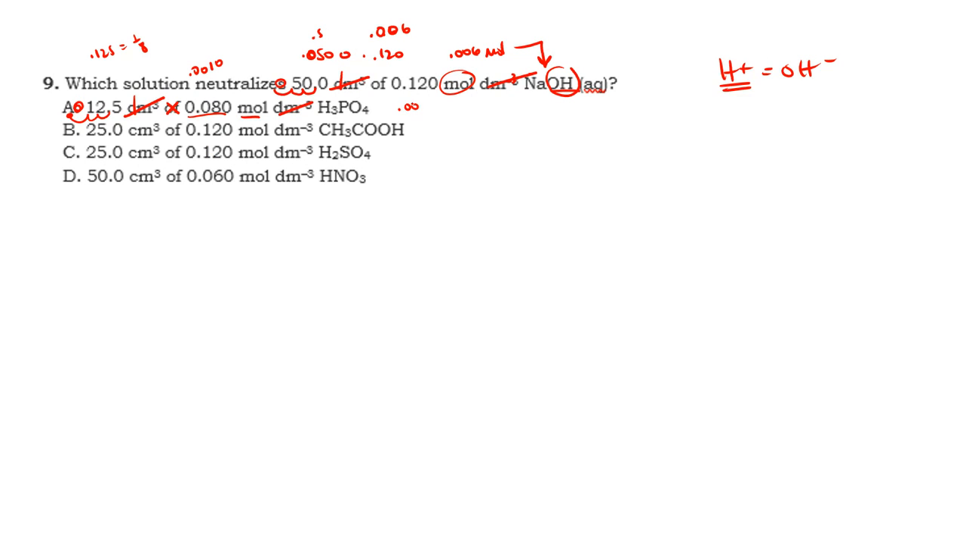I have 0.0010 moles of H3PO4, but oh my gosh, there are 3 H's. I'm going to multiply that by 3, because I've got those 3 H's in H3PO4. That's going to be 0.0030 moles of H pluses. 0.006 moles of hydroxides, 0.0030 moles of H pluses. This is not my answer. Let's do the next one.